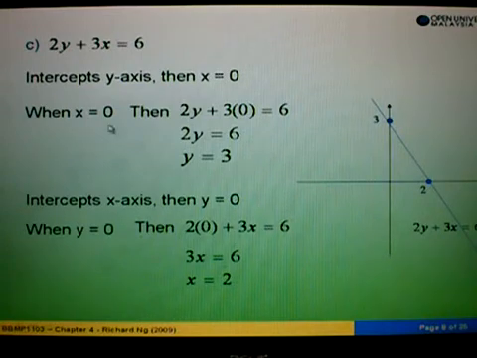So mark the 2 points. When x equals 0, y equals 3 is over here. And then when y equals 0, x equals 2 over here. So draw a line that passes through these 2 points.